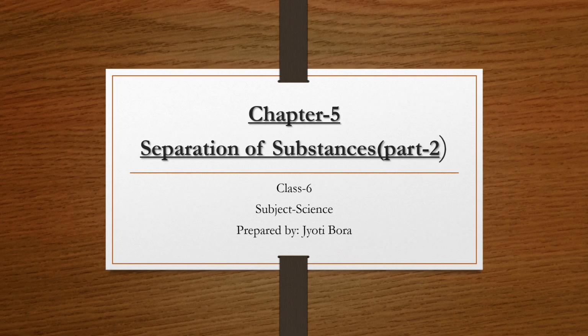Hello children, welcome back. We were discussing the chapter Separation of Substances, and in the previous slides we have discussed why separation is required and some methods of separation like handpicking, threshing, winnowing and sieving. Today we will continue with some other methods. So let's get started.